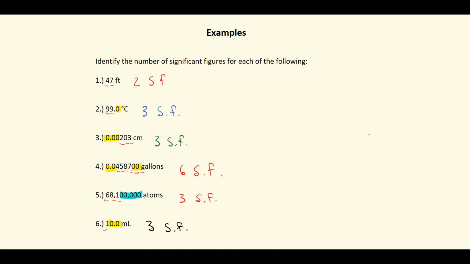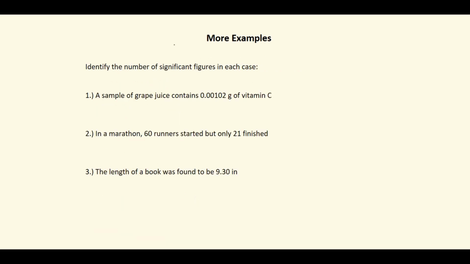Alright, so now let's practice a few slightly different types of problems. So here we're asked to identify the number of significant figures in each case. The first one says a sample of grape juice contains 0.00102 grams of vitamin C. So first of all, we have to identify whether this is a measured or counted quantity. So we know that this is a measured quantity.